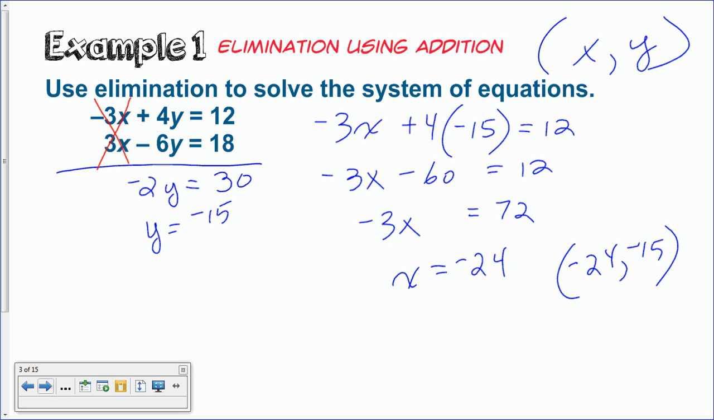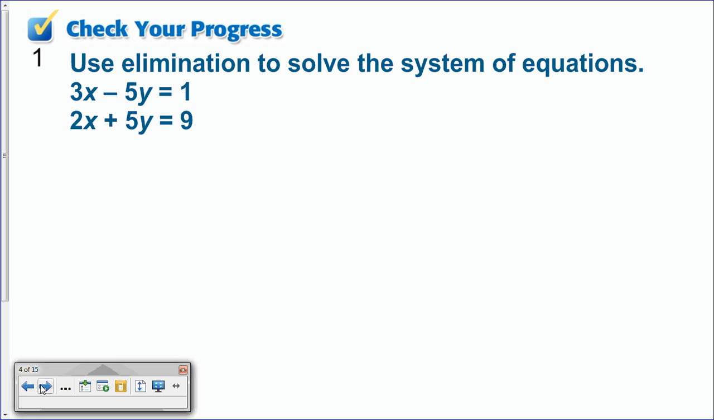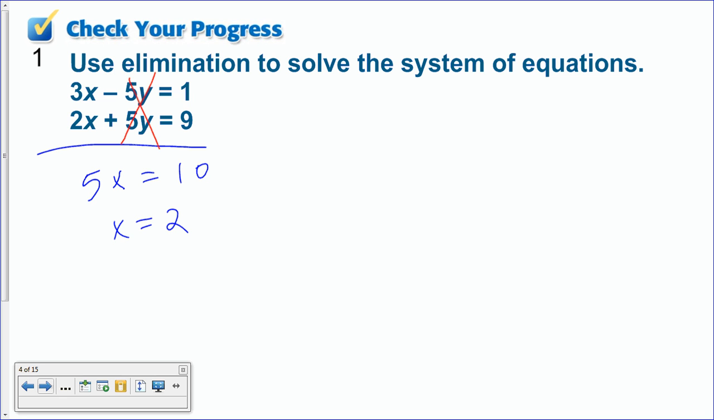Okay. Look at number 2. Opposites? Yes. Where? Negative 5 and positive 5. Good, so I can eliminate what? y, right? Then x equals, and then plug it into the bottom one.